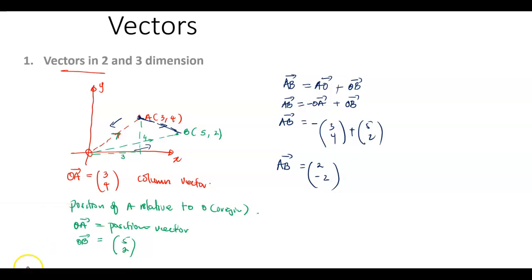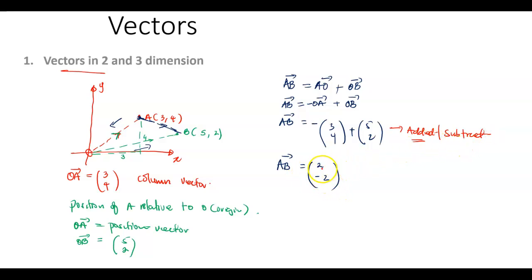I have added vectors. You can see over here I've added vectors. That means we can add vectors. If we can add vectors, it means that we can also subtract vectors. So that's what I've done over here. We can add or we can subtract vectors.